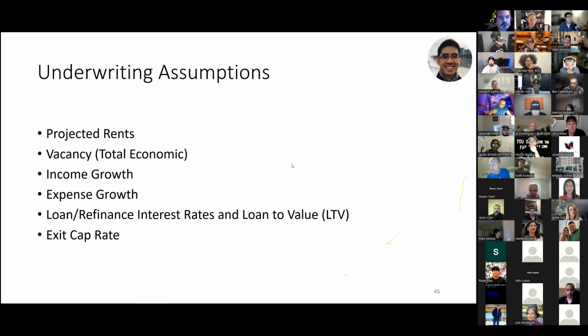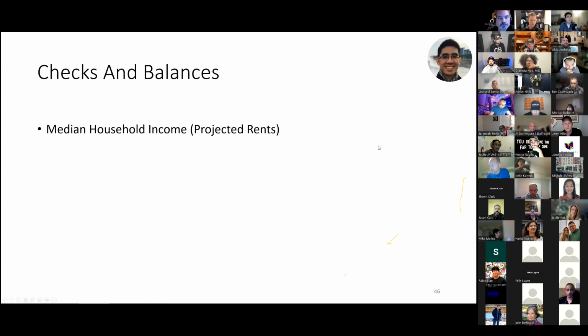So there are stress tests that you can do for these assumptions. You can test your projected rents by checking the median household income in the area. This was part of the homework: the relationship between median household income and rents. So if you've ever rented before, during the screening process, they typically ask you for pay stubs. Why? To make sure that you can make enough money to pay the rent.